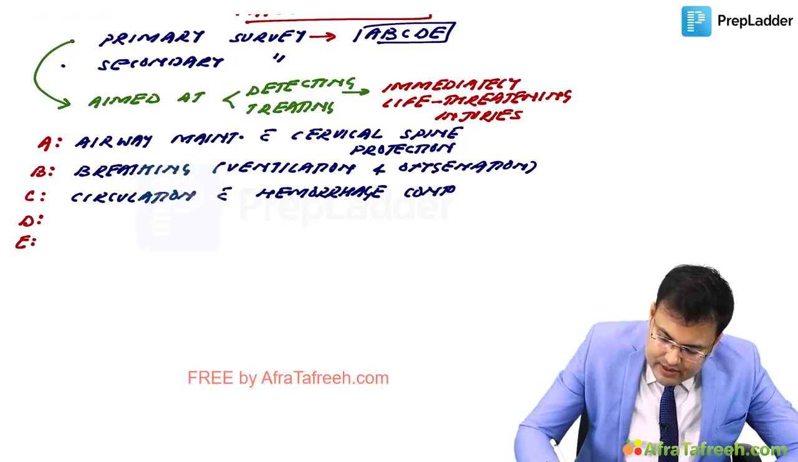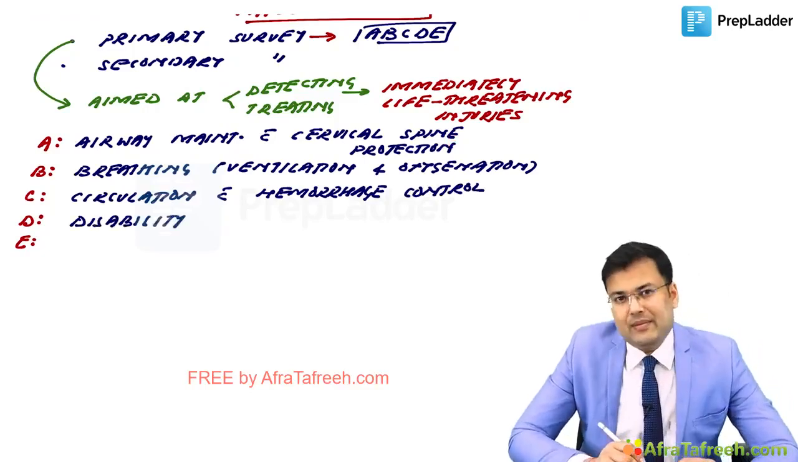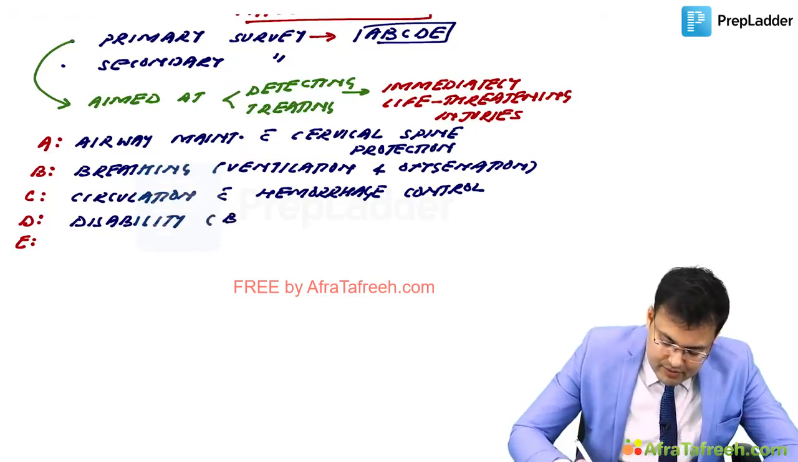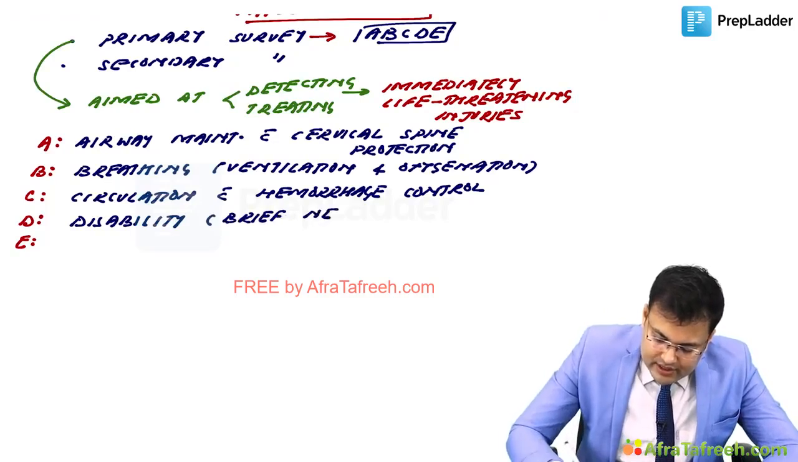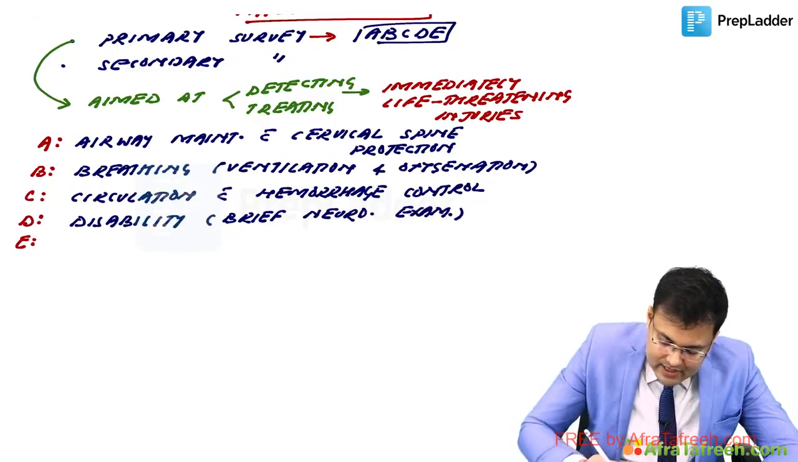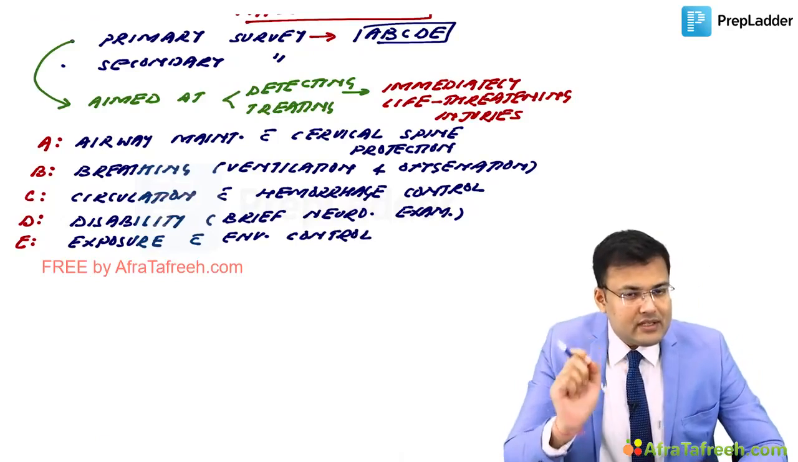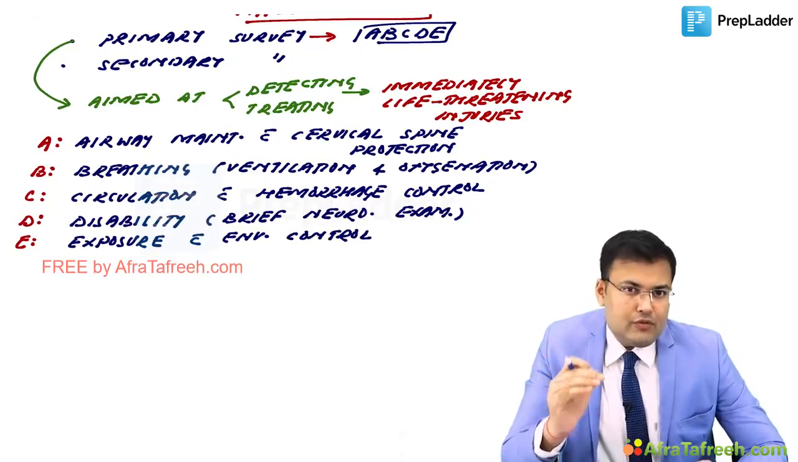D means disability, and here we perform brief neurological examination. Clear? And E, exposure with environmental control. Clear? So these are A, B, C, D, E of primary survey. We will discuss in detail all these components one by one.